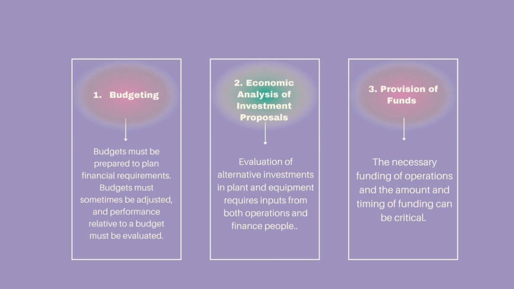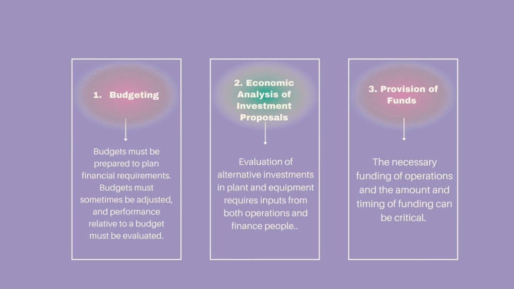Number 2 is economic analysis of investment proposals. Evaluation of alternative investments in plant and equipment requires input from both operations and finance people. These activities show how to evaluate alternative investments in plant and equipment, which requires input from the same operations and finance people. Number 3 is provision of funds.